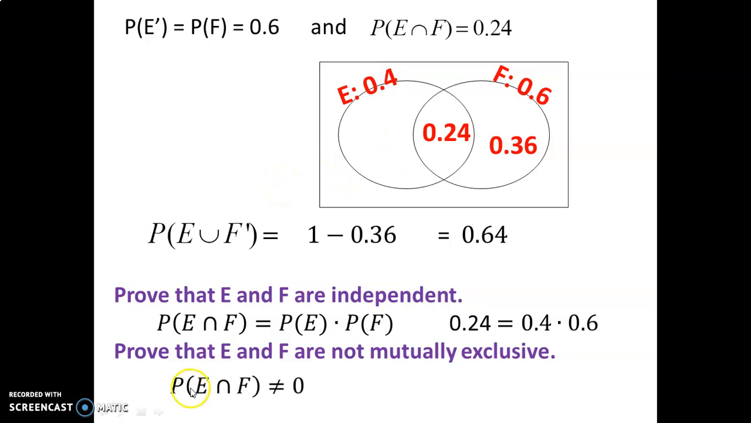Okay, so again, the main point of mutually exclusive is that for mutually exclusive events, the intersection of E and F does not exist. So the intersection is 0. In this case, the intersection is not 0, so the intersection does not equal 0. Therefore, they are not mutually exclusive.